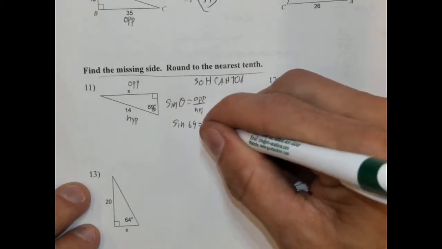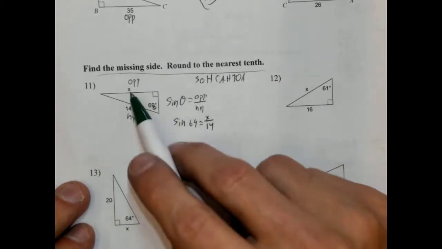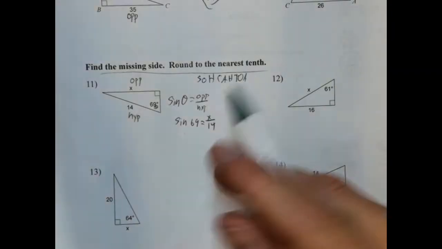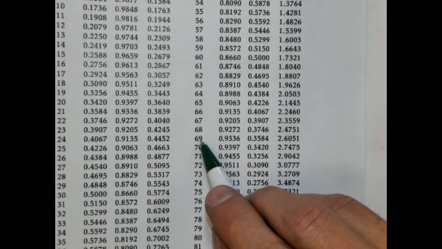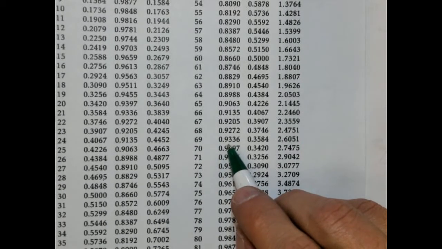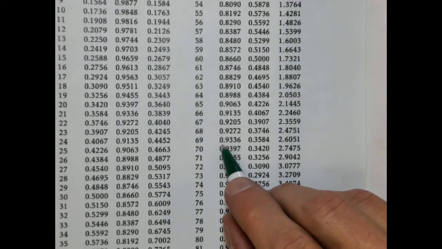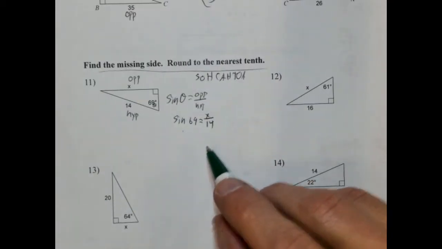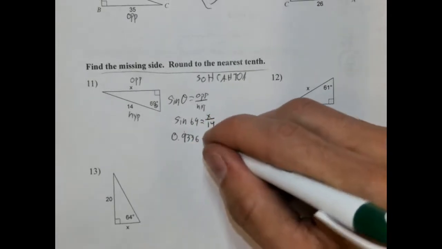So now we have our ratio, but we have to find this value, which is the missing side. So I'm going to look in my trig table to see what sine of 69 degrees is. So here's our trig table. Here's 69, and sine is this first column. So it's going to be 0.9336, or 9,336 10,000ths for all you place value snobs out there. So we're going to put that in there: 0.9336 equals x over 14.